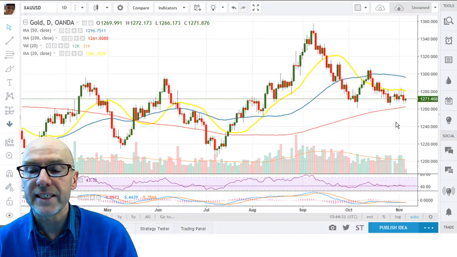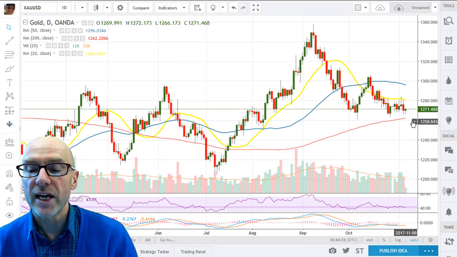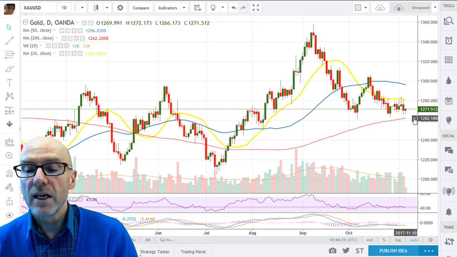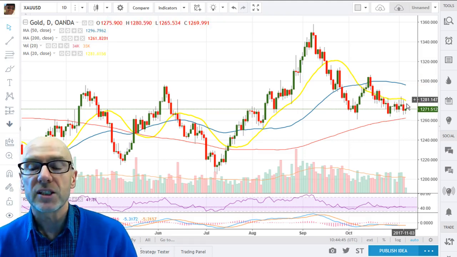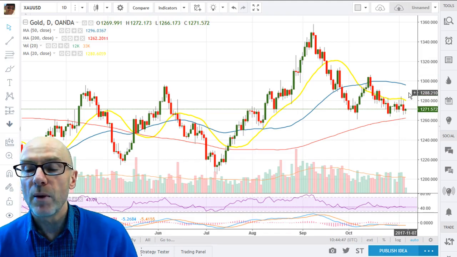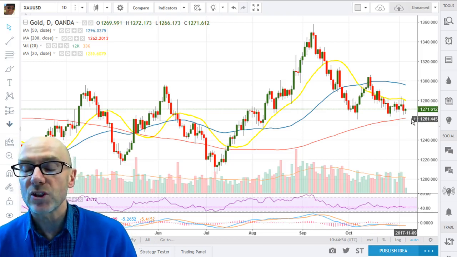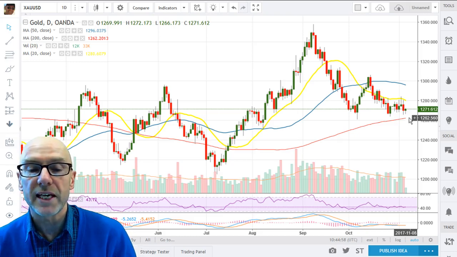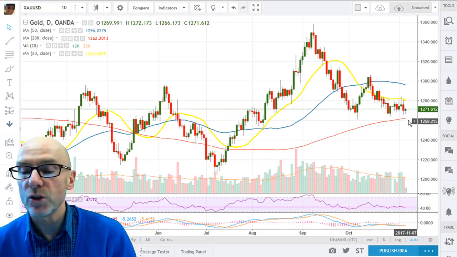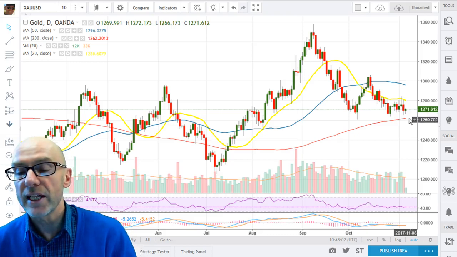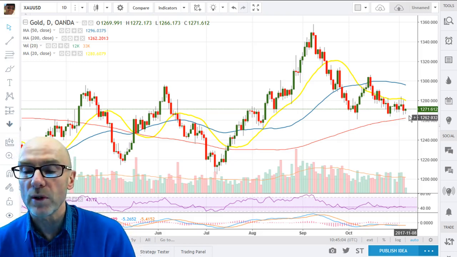And on the daily, so here each candle represents 1 day. You can see that the 20-day has been acting as resistance on any rally. It's still moving down. Above there's also resistance from the 50, which is now rolled down as well. But to the downside, there is support coming in from the 200-day, which is at 1262.2. I'd say that's quite a key support level.